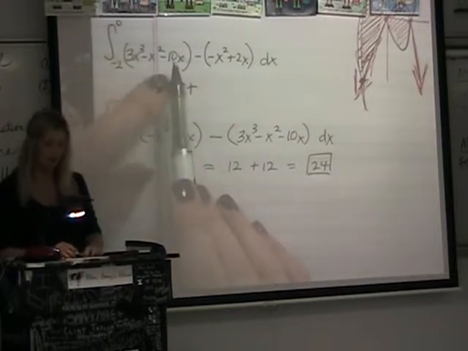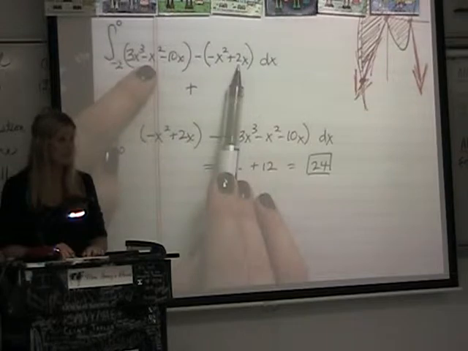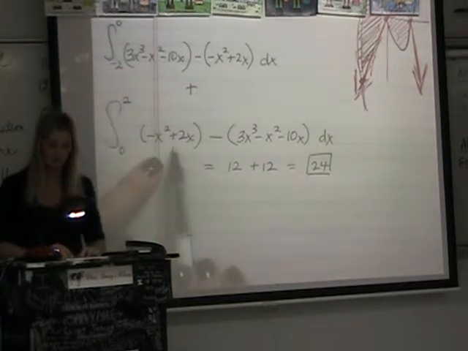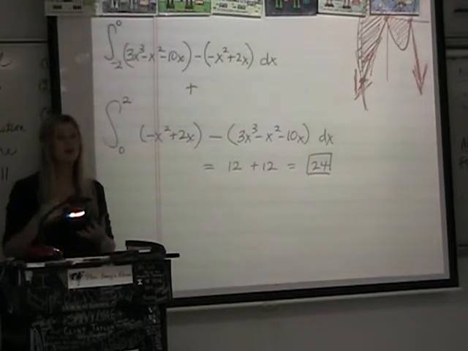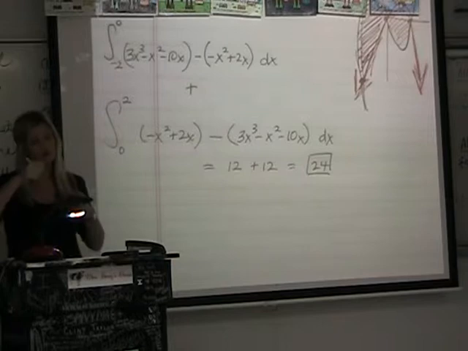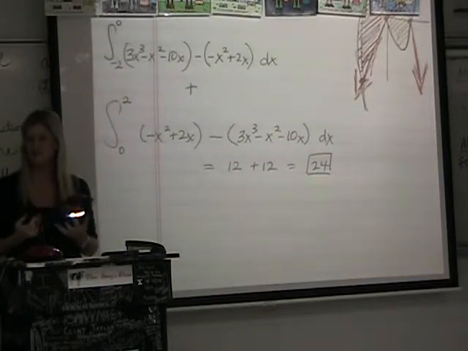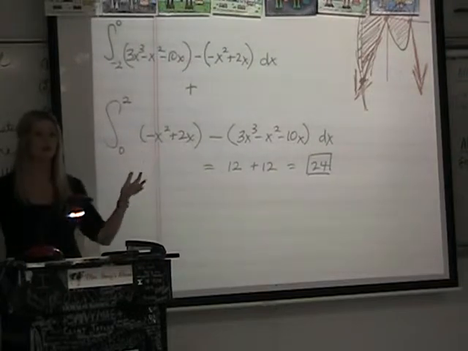negative 2 to 0 of f of x minus g of x. I would use the function names plus the integral from 0 to 2 of g of x minus f of x. So on the actual exam, on the write-out portion, you want to make sure that you try to save as much time as possible. So you want to use function names, not write out the whole big equation every time.